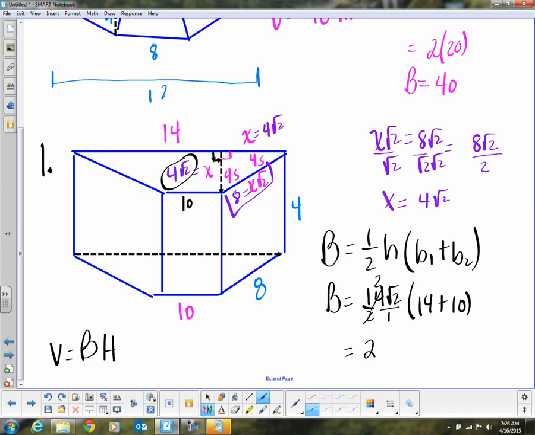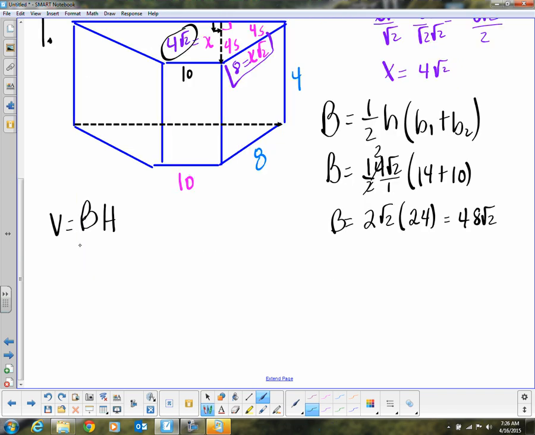So I've got 2 square root of 2 times 14 plus 10 is 24. What's 24 times 2? And see, I got so excited I quit. That's just capital B, isn't it? So now I've got to come over here and I've got to put 4d8 square root of 2.